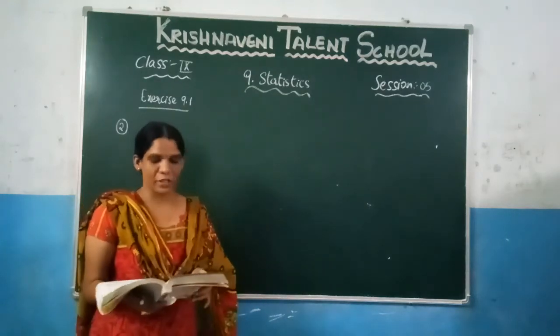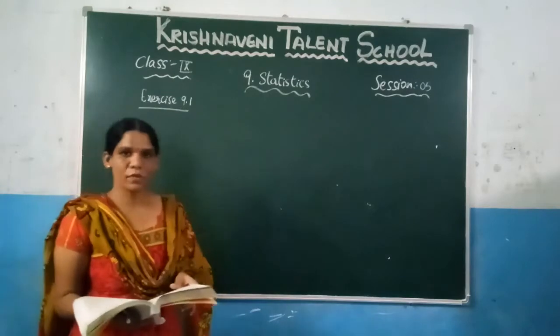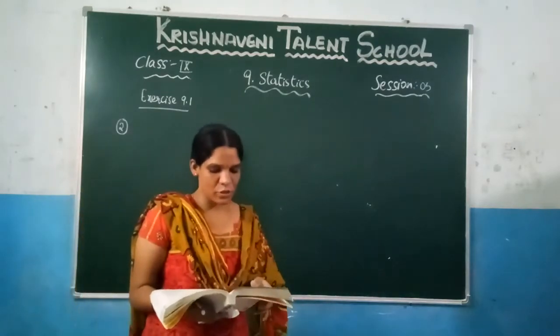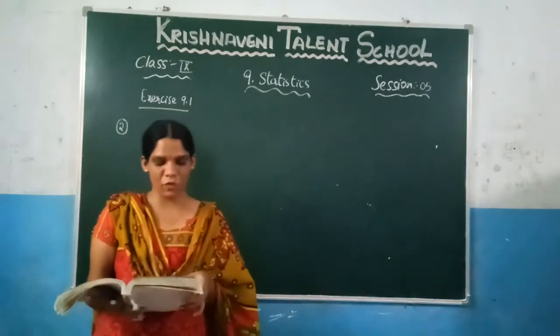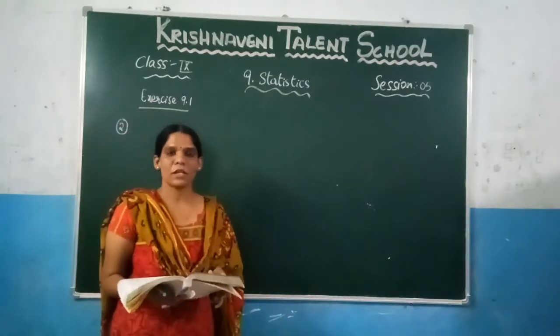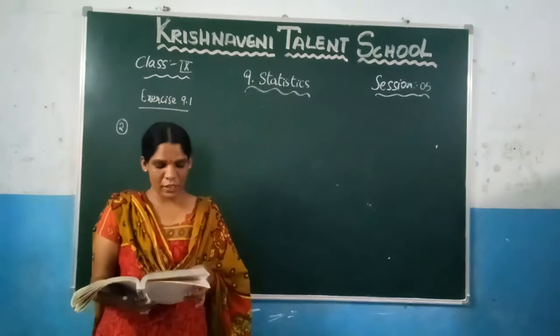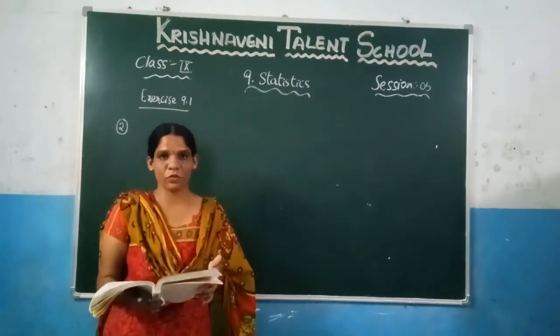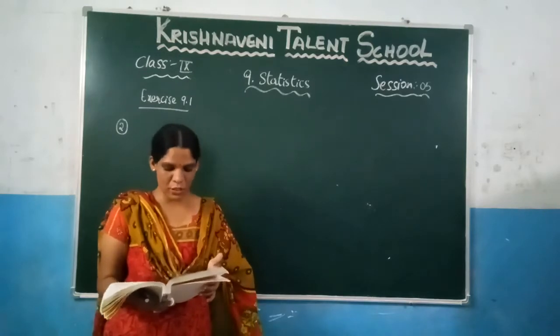See exercise 9.1, second question. Here, what is the second question given here? The blood groups of 36 students of 9th class are recorded as follows. Now, based on this data, you need to form the frequency distribution table.